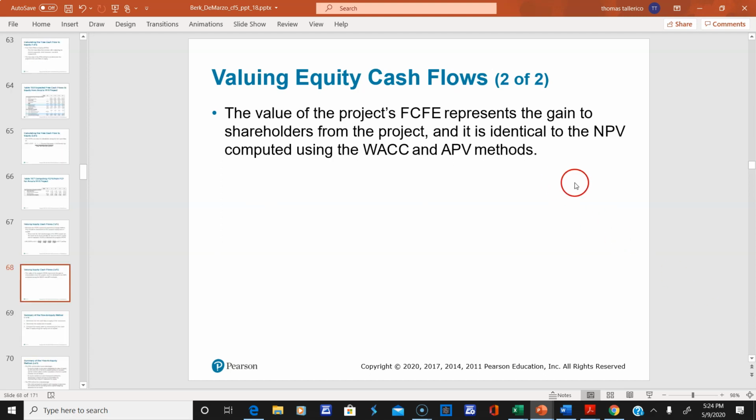So again, it was identical to the net present value we calculated before. By the law of one price, all three methods have to come out the same way. So this is identical to the numbers we got with the weighted average cost of capital and the adjusted present value. This is an important slide: everything's got to work out the same way.